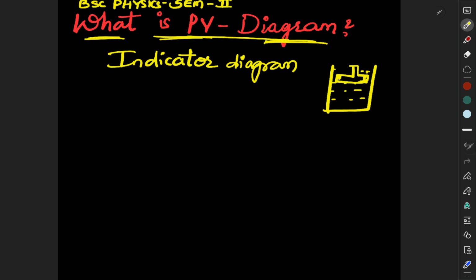In the indicator diagram, in the graph we take pressure on the y-axis and volume on the x-axis. We'll see the different states. Pressure is taken on the y-axis, volume taken on the x-axis.